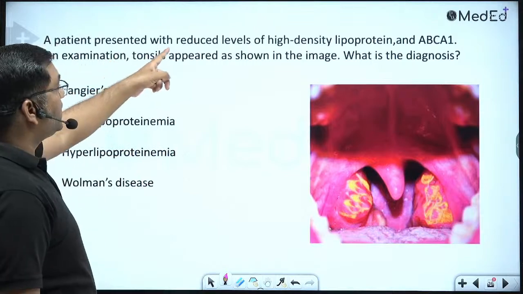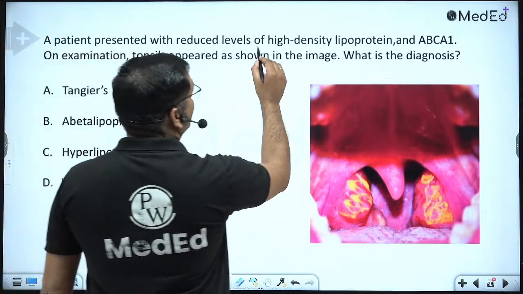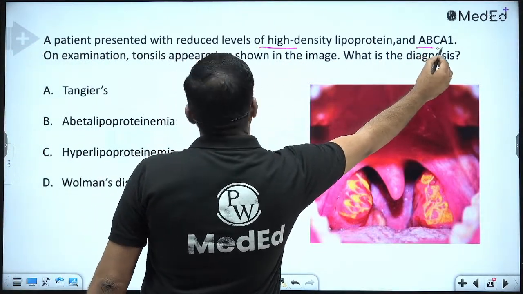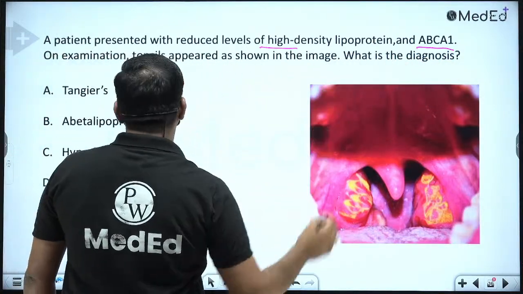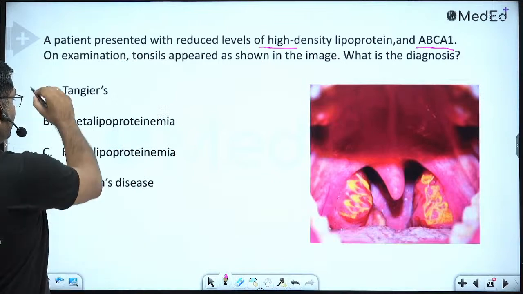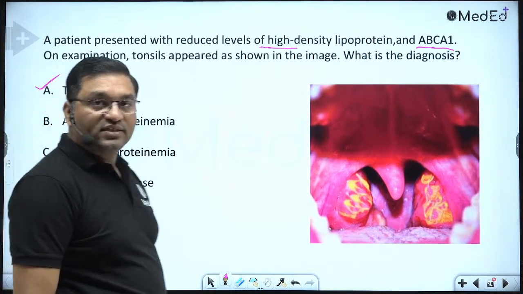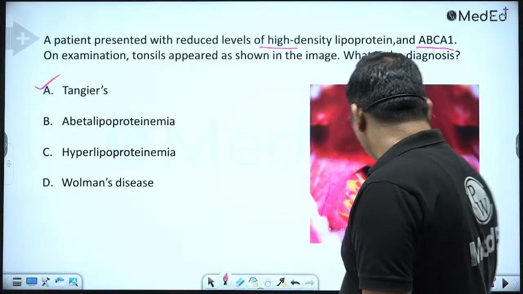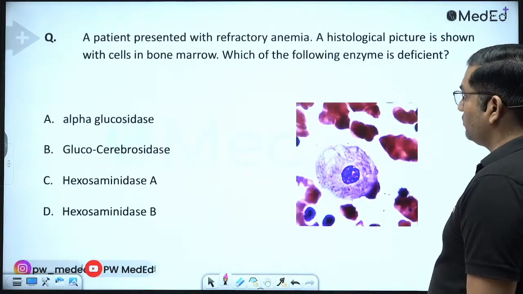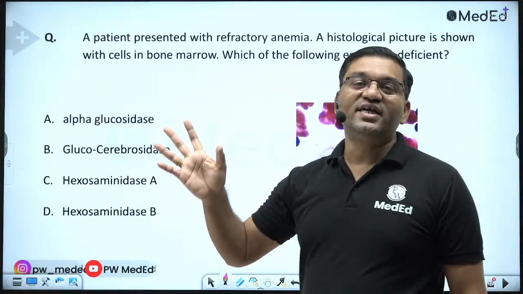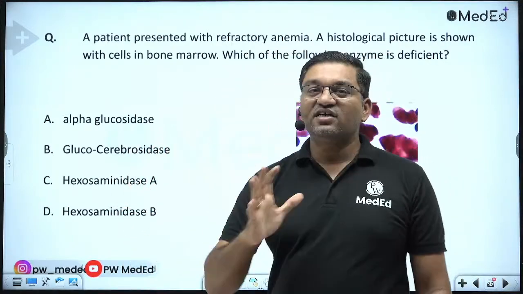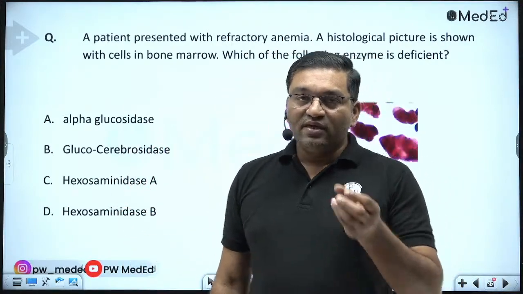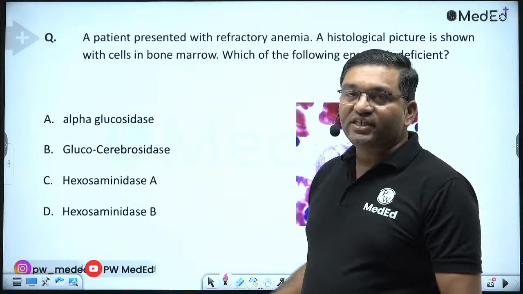A patient presented with reduced level of high density lipoprotein and ABCA1. On examination, tonsil appeared as shown in the image. What is the diagnosis? It is Tangier disease. Now, this is a frequently or repeatedly asked question in any entrance examination: NEET PG, INICET, also FMG.